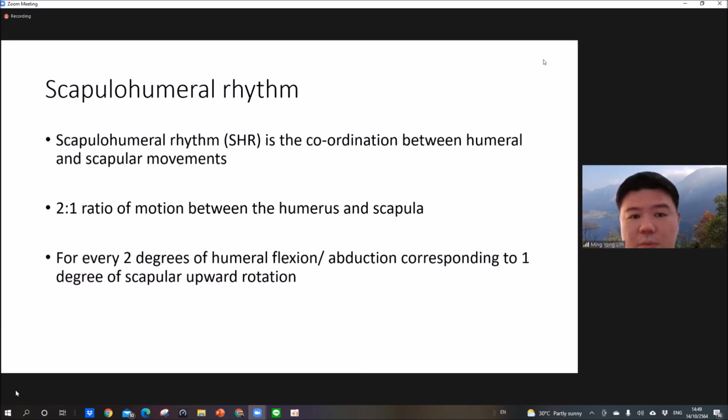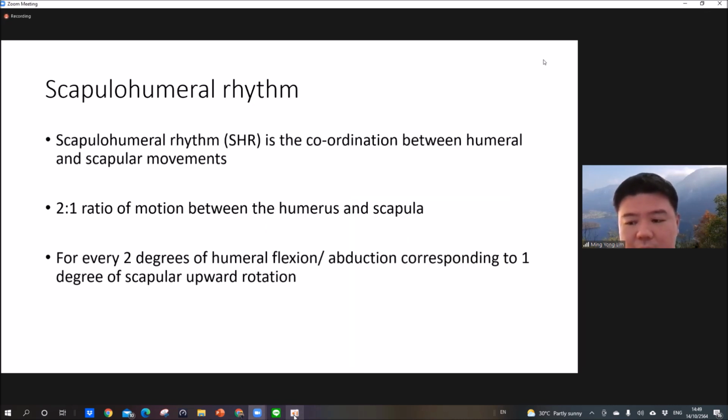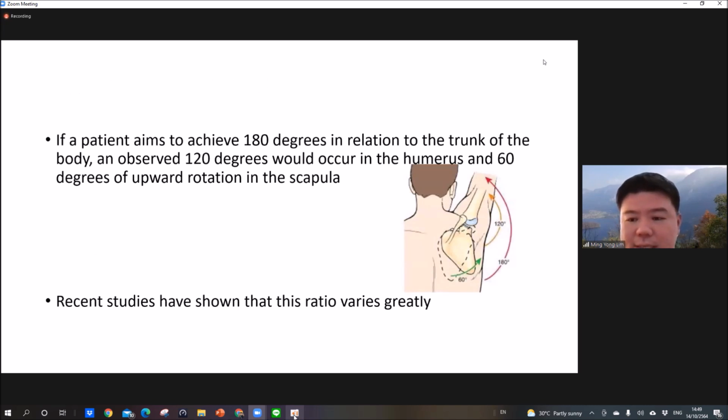So what is the scapular-humeral rhythm? It is a coordination between the humerus and also the scapular motion. A ratio of 2:1 motion between the humerus and scapula is traditionally used, and for every 2 degrees of humeral flexion or abduction, there is 1 degree of scapular upward rotation. In this example, if the patient had 180 degrees of abduction, 120 degrees is by the humerus, whereas 60 degrees is by the scapular rotation.